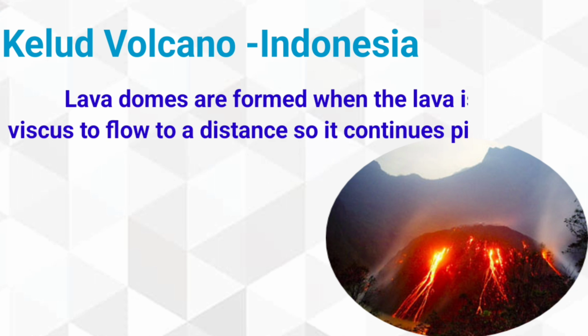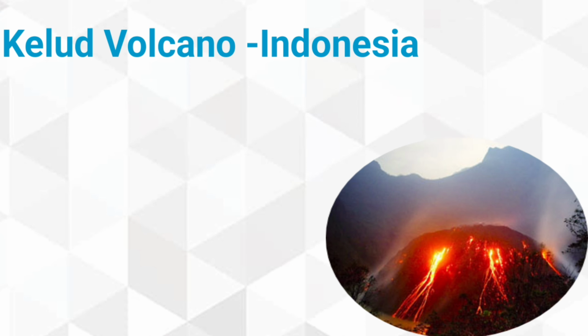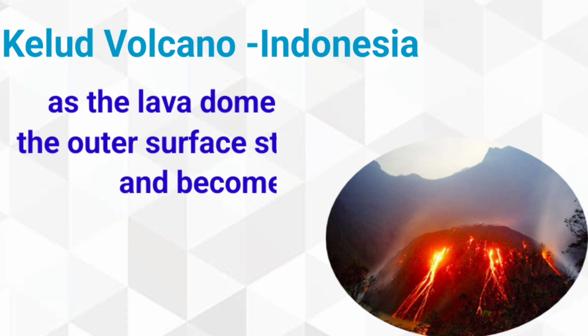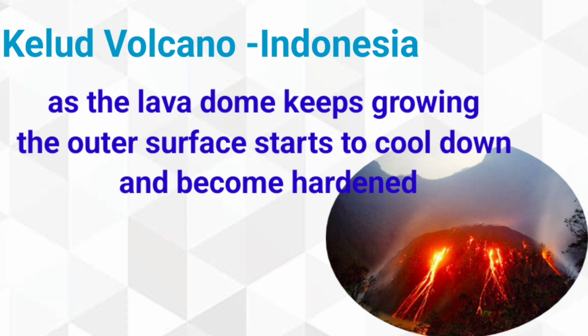Lava domes are formed when the lava is too viscous to flow to a distance, so it continues to pile up within. As the lava dome keeps growing, the outer surface starts to cool down and become hardened. When a lava dome has grown to a significant extent, it shatters the outer surface.